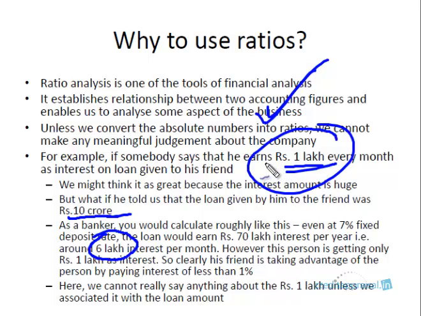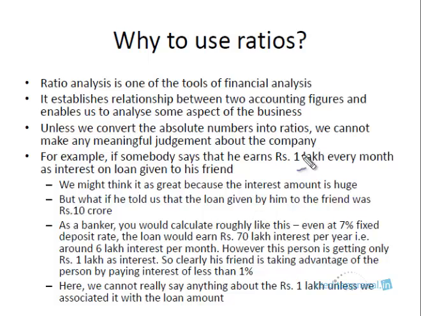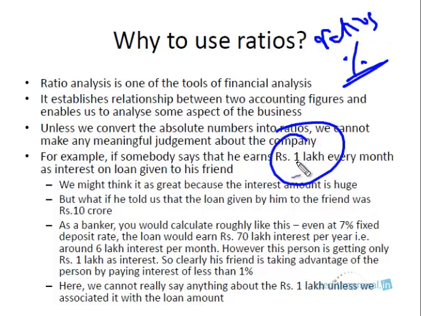So the point is absolute figures are misleading, especially in a business context. When we look at P&L and balance sheet figures on a standalone basis, they are very misleading. Unless we translate them into ratios or at least percentages, we cannot make any meaningful inference out of them. Percentages are something you have already seen. That is the basic purpose of ratios.